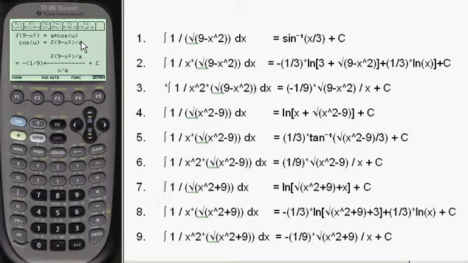We used our algebra knowledge again, and we start putting the numbers back in for the a's. Okay, so we have minus 1 over 9 times the square root of 9 minus x squared over a, over the denominator x divided by a, plus c. So the answer is minus 1 over 9 times the square root of 9 minus x squared over x plus c. Just like this answer here, okay?